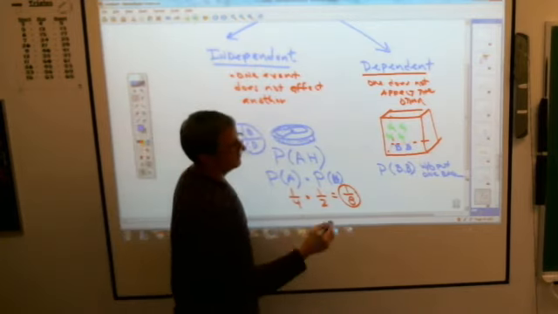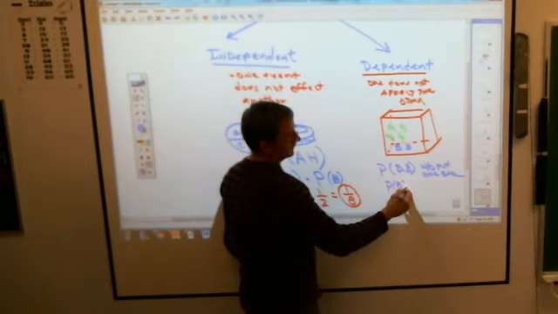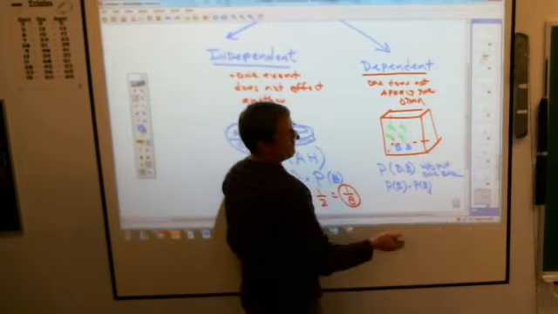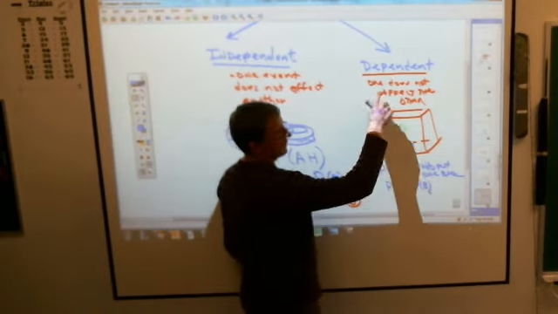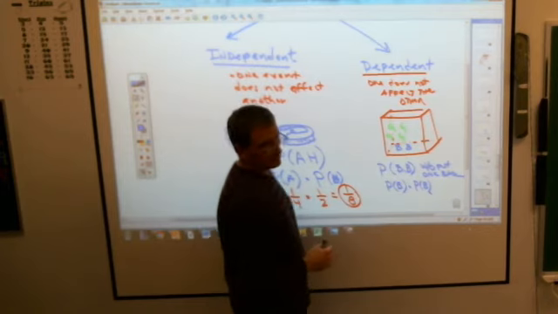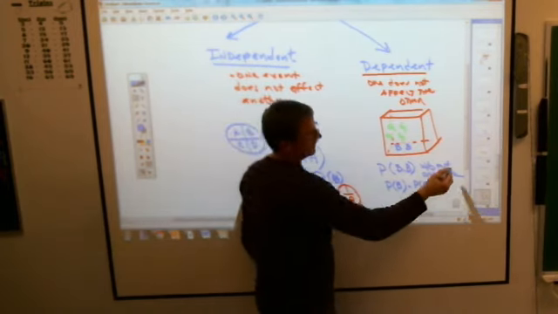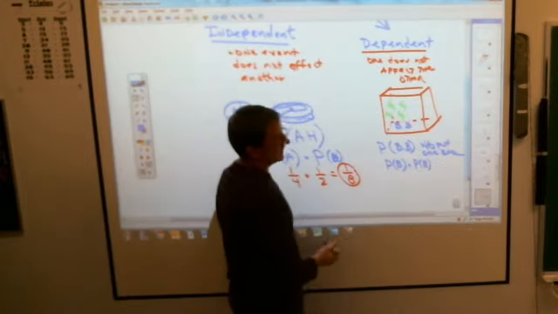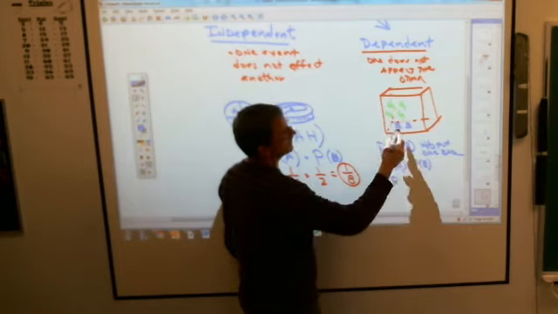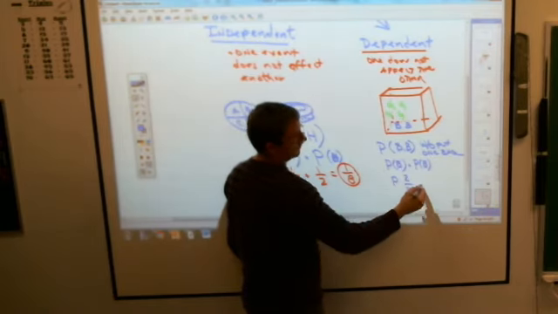The probability is still going to be the probability of getting a blue marble times the probability of getting a blue marble. But the probabilities change because when you take the blue marble out, there's not as many marbles, both blue and total, in there. So that one is dependent on the other. The probability of pulling a blue marble would be 2 out of 6 for the first one.